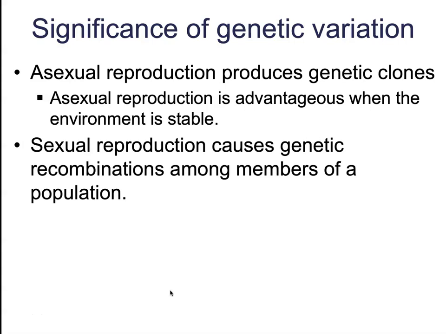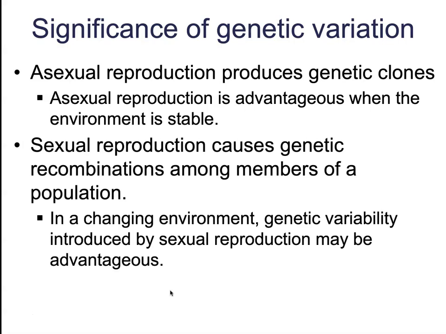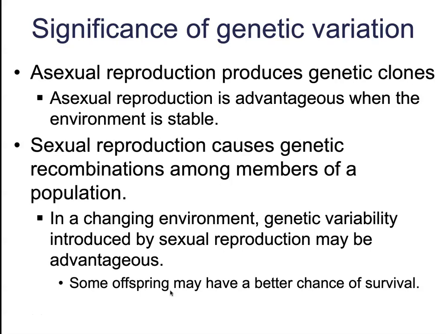It causes genetic recombinations among members of a population. In a changing environment, the genetic variability introduced by sexual reproduction can be extremely advantageous. Some offspring might have better chances of survival than others. If you live in really cold, frozen tundra, it might be really good that one or two of your offspring have a thicker fur.